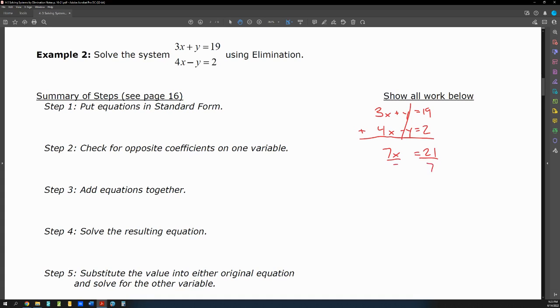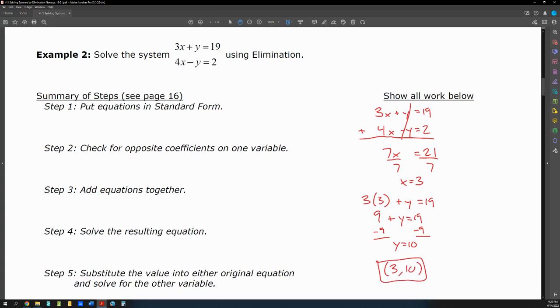To solve, we divide both sides by 7. So 21 divided by 7 is equal to 3. Now we have x equals 3. We can plug that into either of the original equations. I'm going to choose the top one. So we have 3 times 3 plus y equals 19. 3 times 3 is 9, plus y equals 19. And subtracting 9 from both sides, we get y is equal to 10. So our solution as an ordered pair is (3, 10).